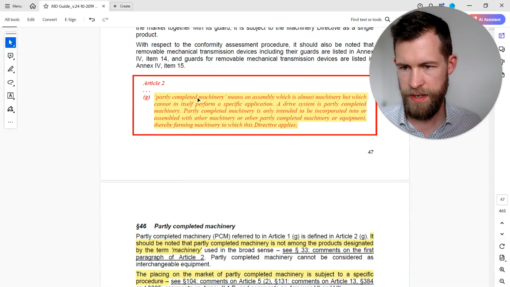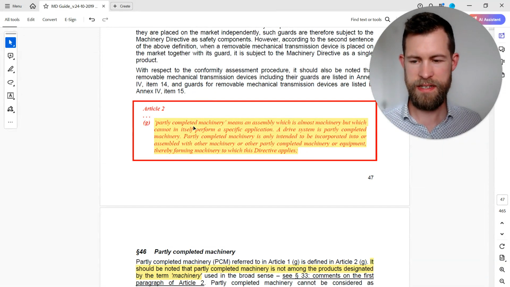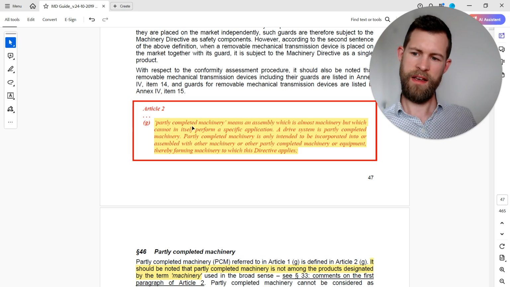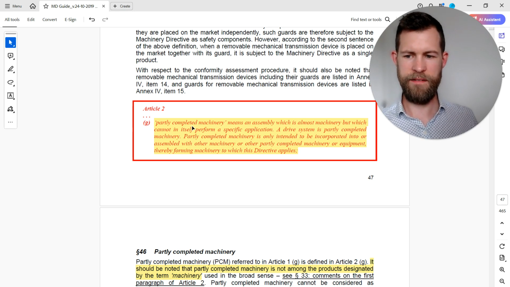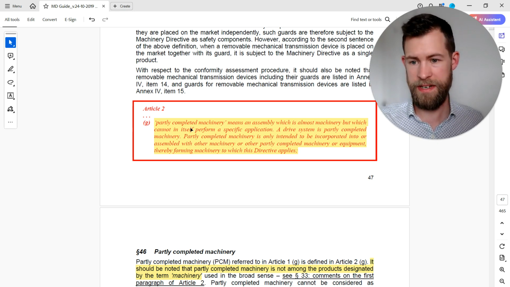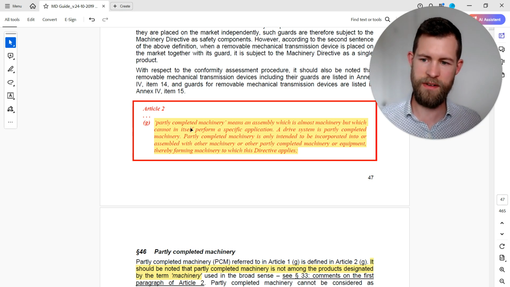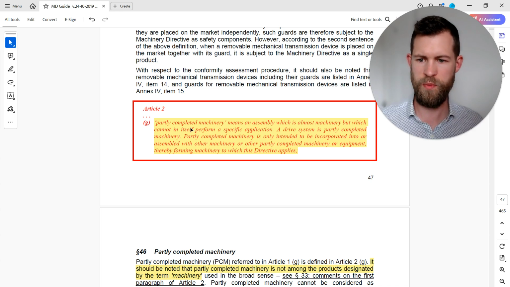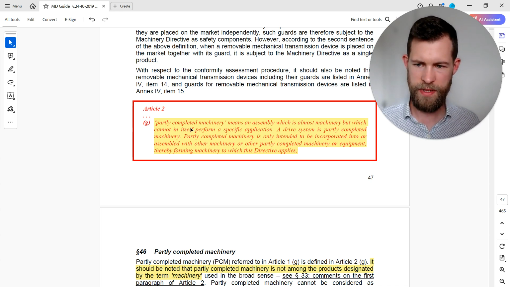So here we go. Partly complete machinery. This is a bit of a grey area, or maybe not a grey area, but this is outlining something that partly falls under the Machinery Directive. Because it's not completely functional, because it's not possible for it to meet all of the essential health and safety requirements in Annex 1 of the directive, we have to deal with it a little bit differently. There has to be another approach taken.